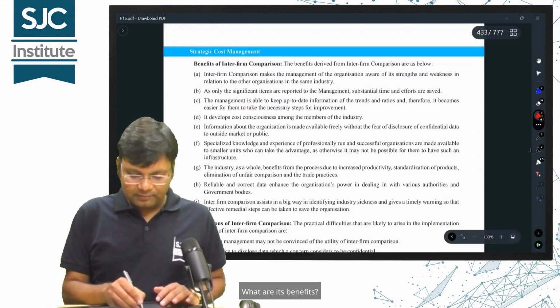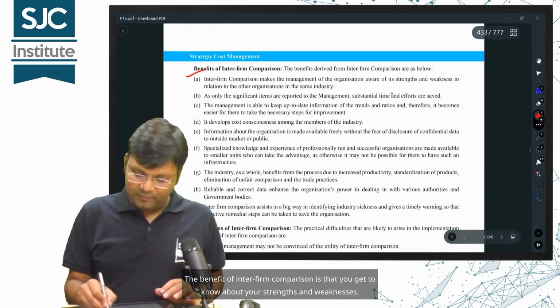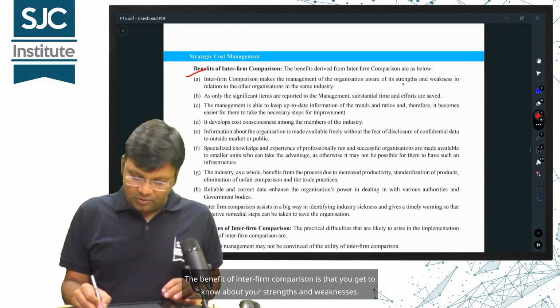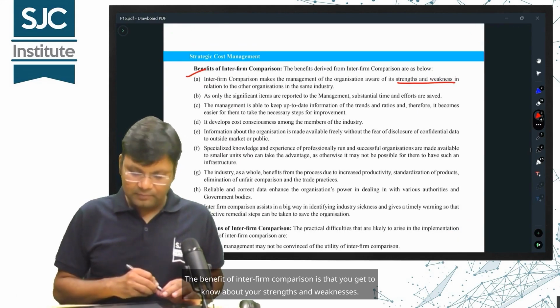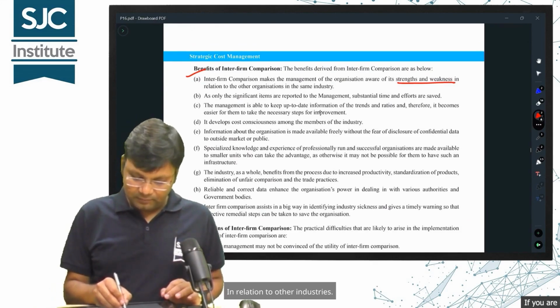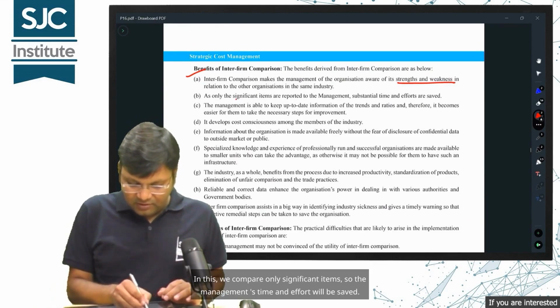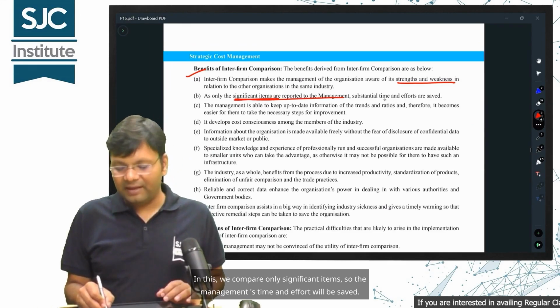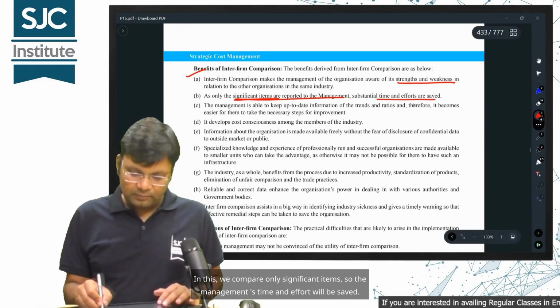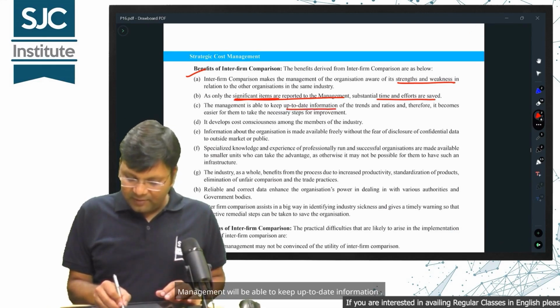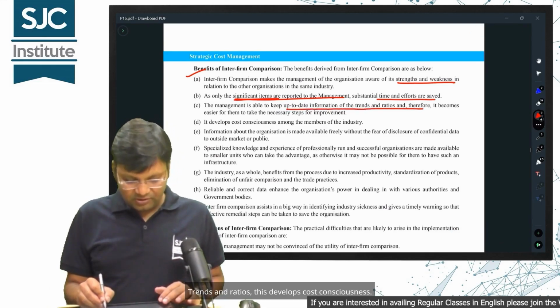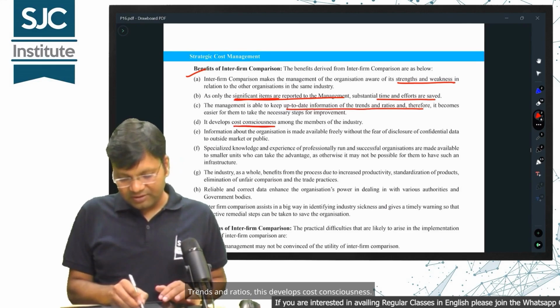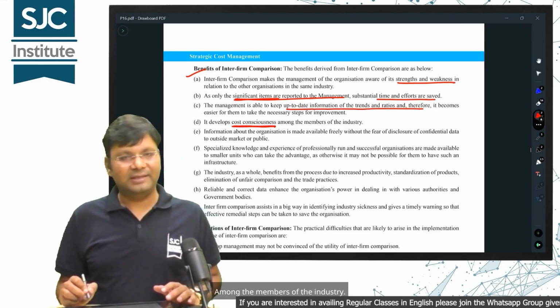What are its benefits? The benefit of interfirm comparison is that you get to know about your strengths and weaknesses in relation to other industries. In this, we compare only significant items, so the management's time and effort will be saved. Management will be able to keep up-to-date information. Trends and ratios, this develops cost consciousness among the members of the industry.